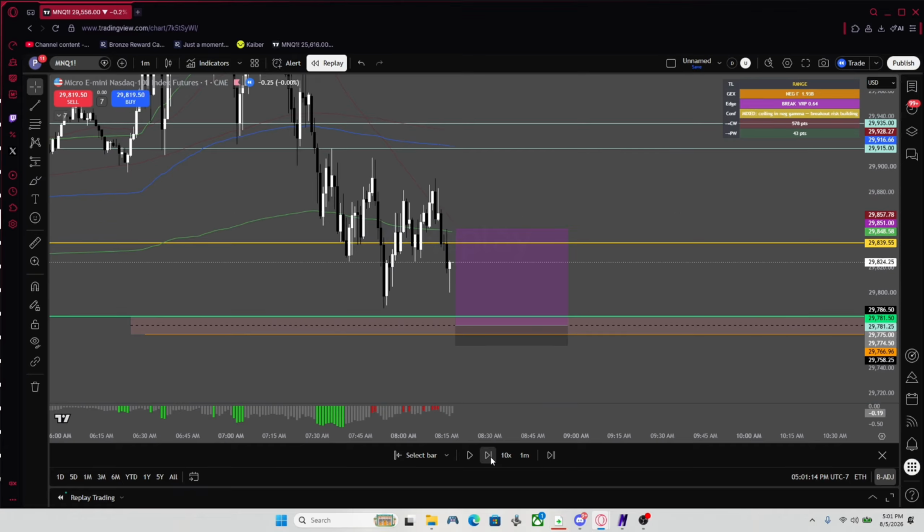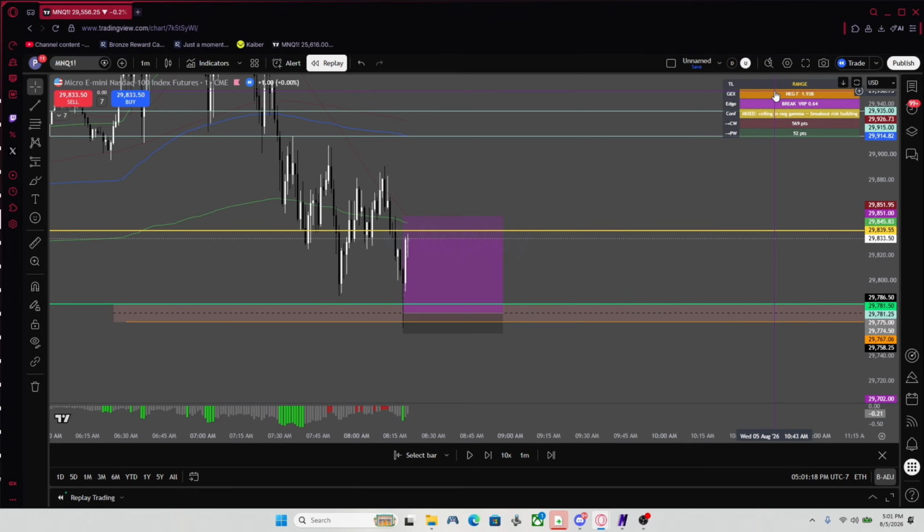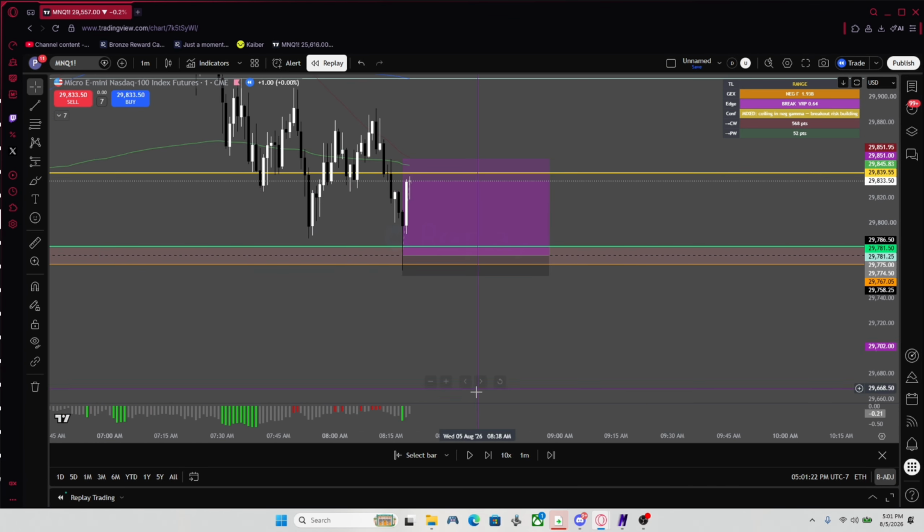As you can see, we kind of chop up around, trade up, and then when we do come down, we do get a really nice rejection. This would have been a great long, to be honest, regardless that we are in a break and retest.